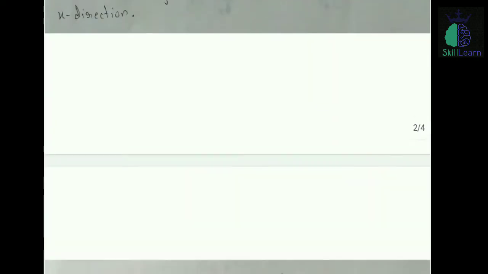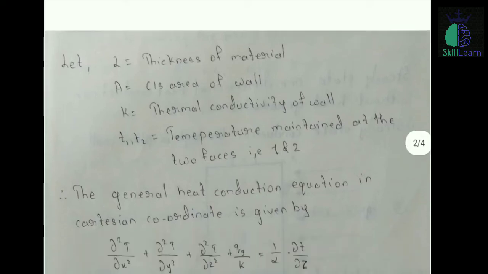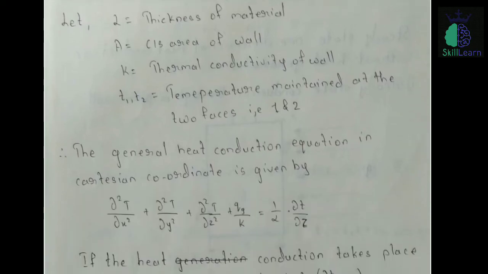Let L be the thickness of the material, A the cross-sectional area, and k the thermal conductivity of the wall, and T1 and T2 are the temperatures maintained at the two surfaces. And the heat conduction equation for the Cartesian coordinates is given by del squared T by del x squared plus del squared T by del y squared plus del squared T by del z squared plus qg by k is equal to 1 by alpha into del T by del t.